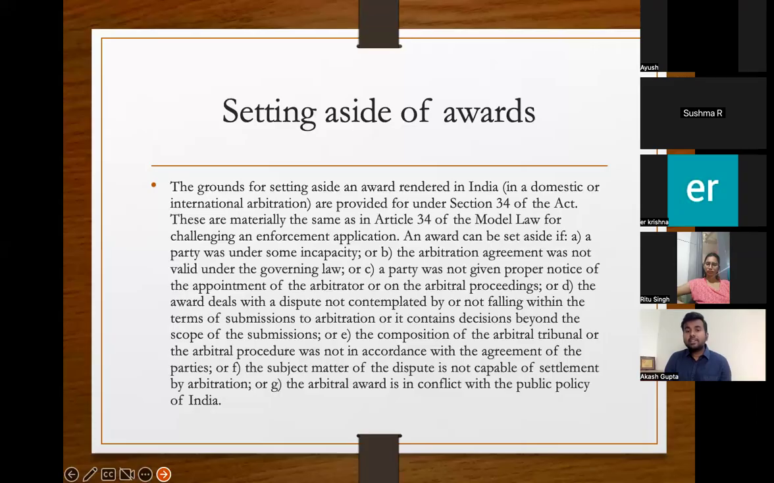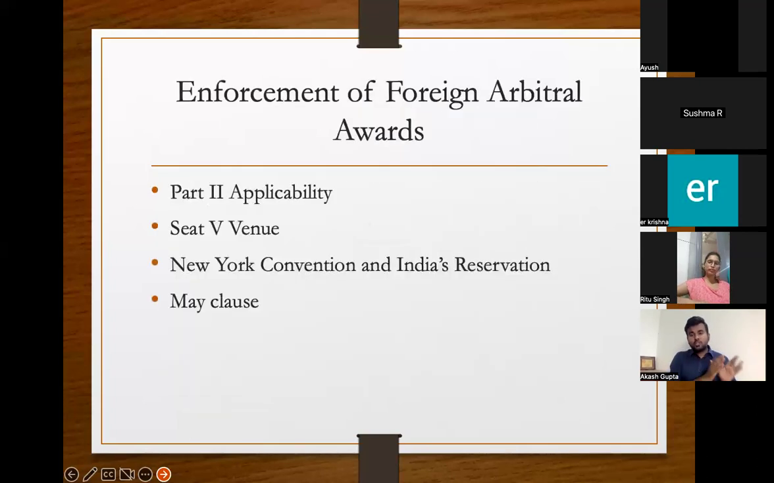That's F. And the G is the arbitral award is in conflict with the public policy of India. There is also another ground of patent illegality which has been added after the amendment, but that only applies to non-international commercial arbitration. Okay. So this was part one.